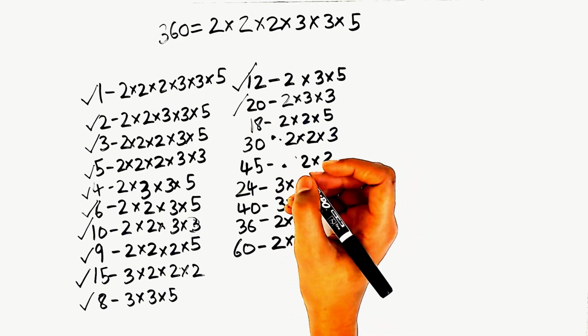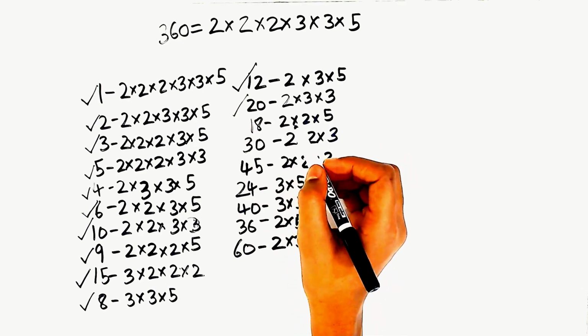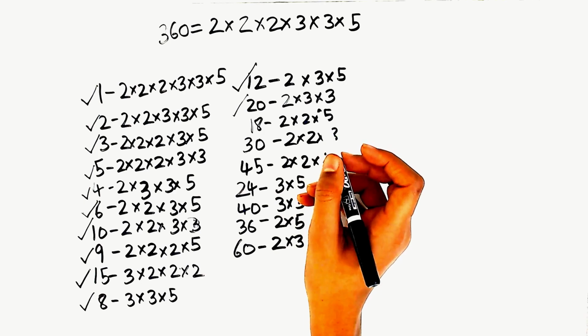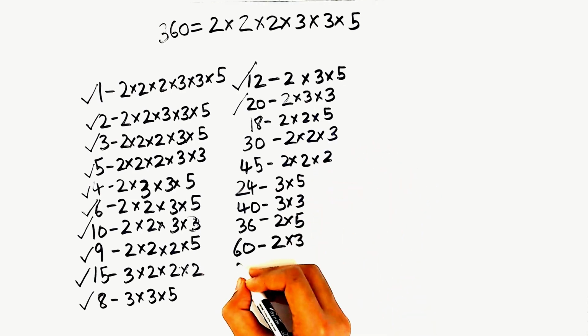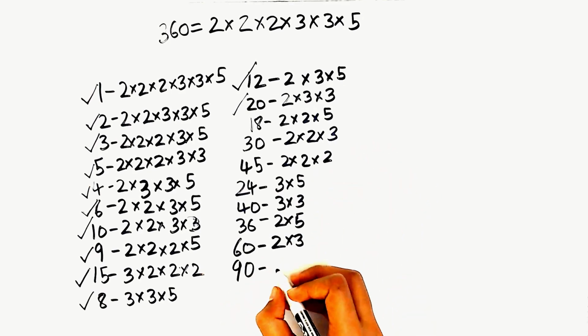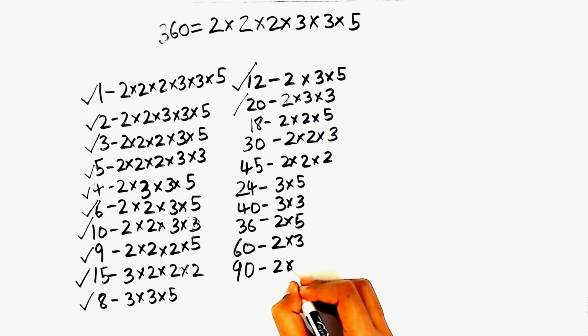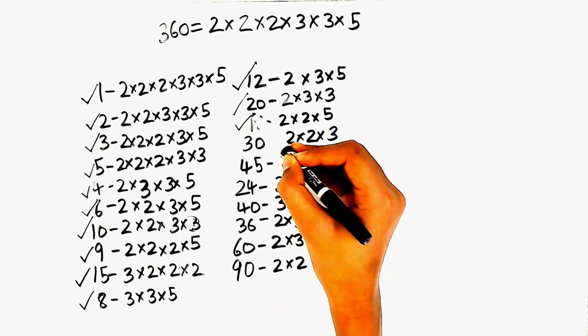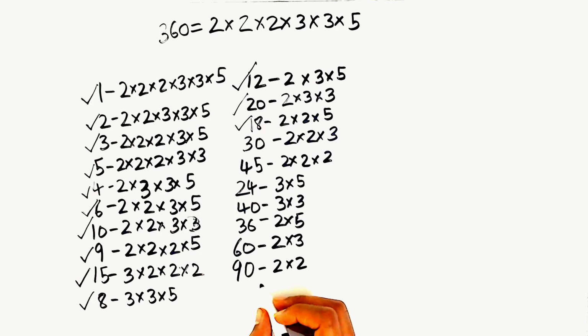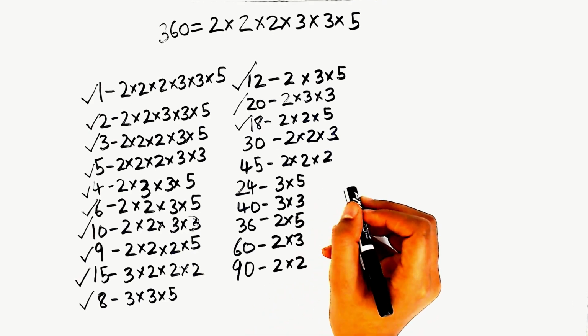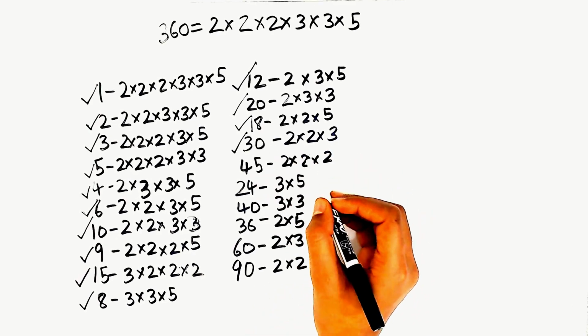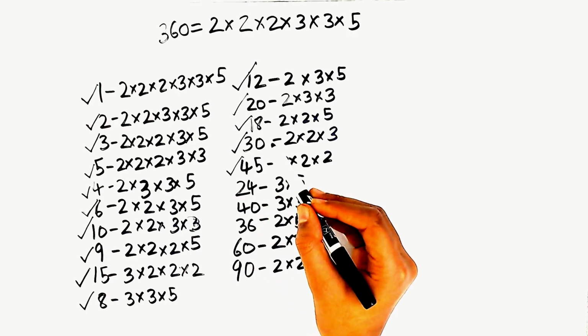18 times 2 is 36. We already have that. 18 times 5 is 90. We don't have that yet. So it would be 2 times 2. So we're done with 18. Now for 30, we already have 60 and 90. So we're done with 30. For 45, we already have 90. So we're done with that.